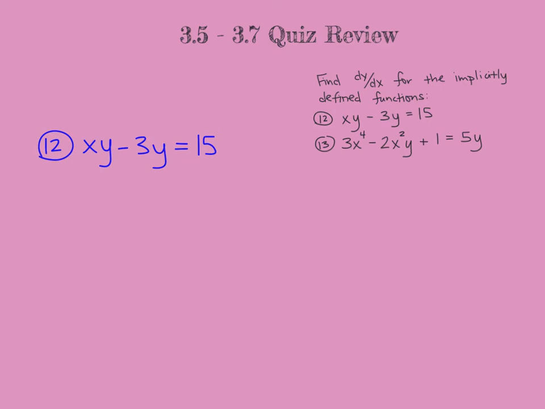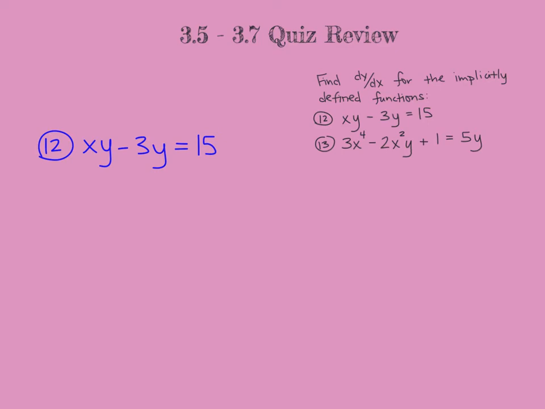For problem number 12, we want to find dy/dx for this implicitly defined equation or function. Again, implicit just means that both x and y are mixed in together. It's not simply y equals something in terms of x. In this case, we could actually get this to look explicit by solving for y, but we can just directly find dy/dx from here.